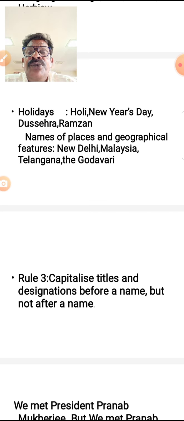And now let us come to Telangana. This is a state's name, so that is why T is written in capital form. And Godavari is a river's name, right? And also it is a train name. So that is why G is written in capital form. So then next, this comes under rule number 2. All proper nouns should start with a capital letter.